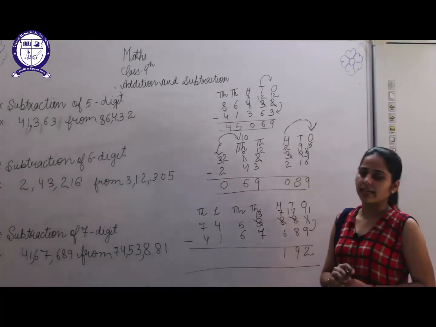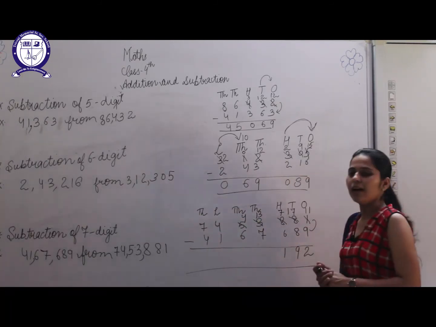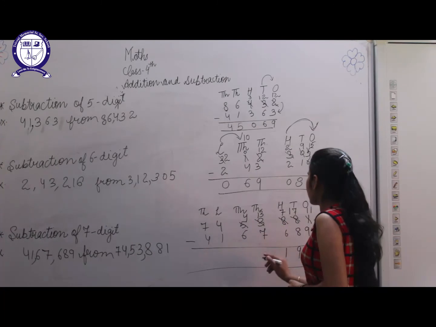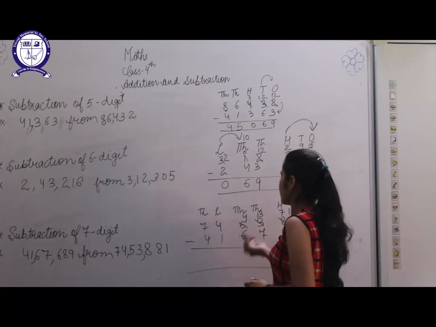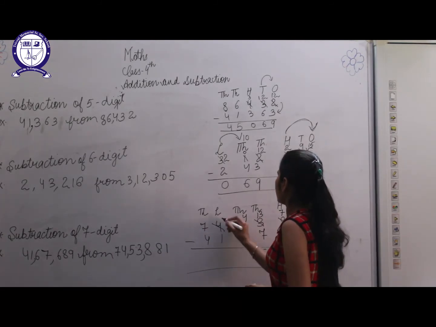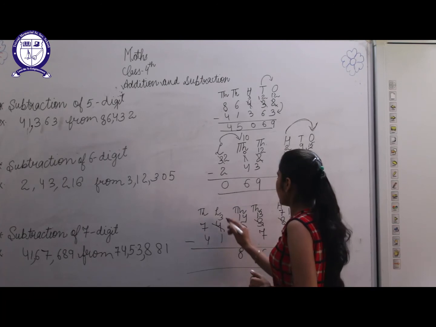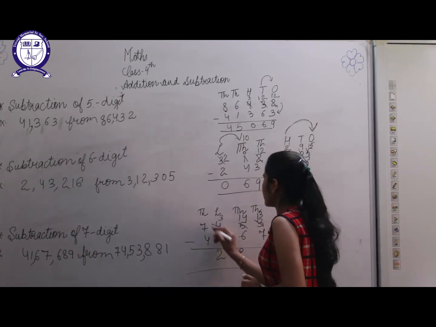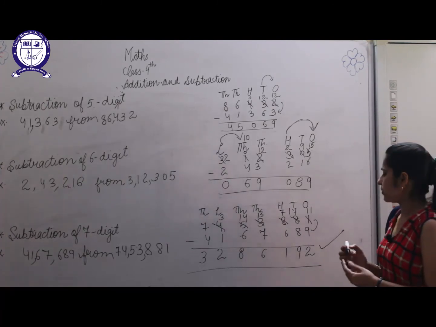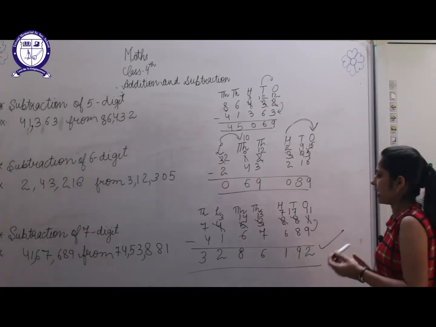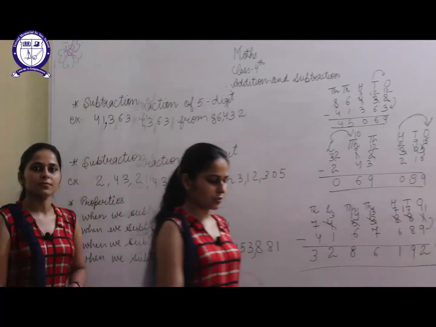So we will take a carry from the 10,000s place. So it will become 4 and it will become 13. So 13 minus 7 will give us answer 6. Now again we cannot subtract 6 from 4. So we will take a carry, it will become 14. 14 minus 6 will give us 8, and 3 minus 1, 2. 7 minus 4, 3. So this is our difference, student, 32,86,192.